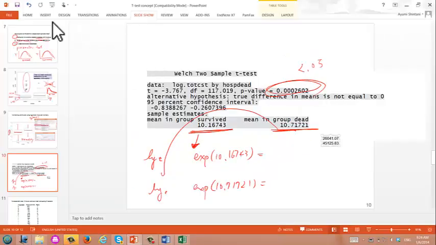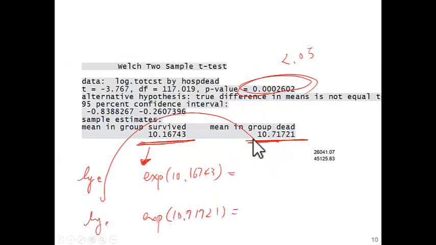10.16743. Right, so after you exponentiate, this one is 26041, and this is 45126. And this is what we call the geometric mean, which is actually very close to the median value.